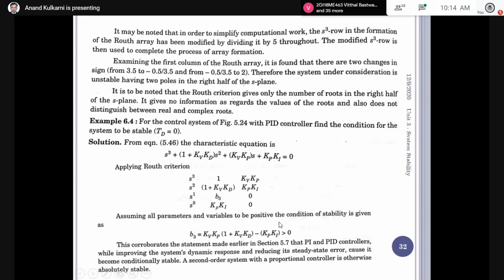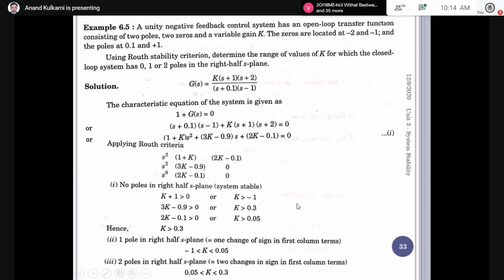Then we have seen the application, how to find out the value of K. For example, if you see here, this is the equation, and this is the equation for K. The open loop transfer function is given. This is G of S, the open loop transfer function. Then to find the closed loop transfer function, you have to do 1 plus G of S, H of S equal to 0. H of S, unity feedback, is given. So H of S is 1. So G of S into 1 is G of S only. So that is equated to 0.